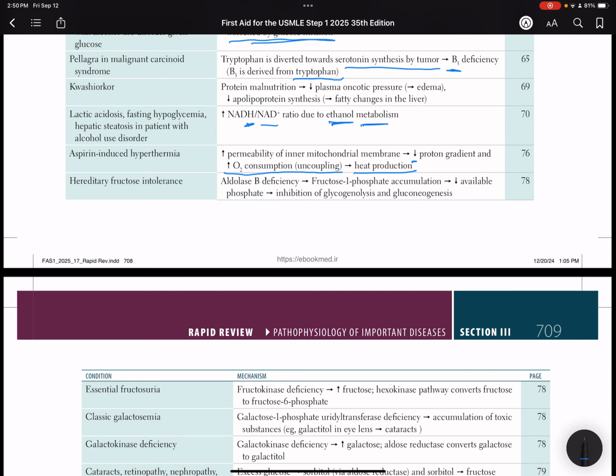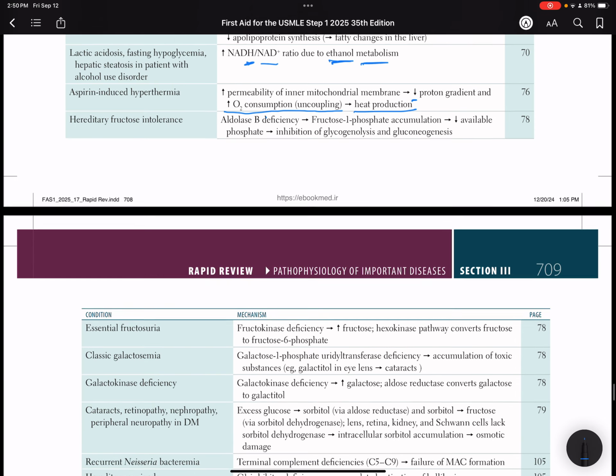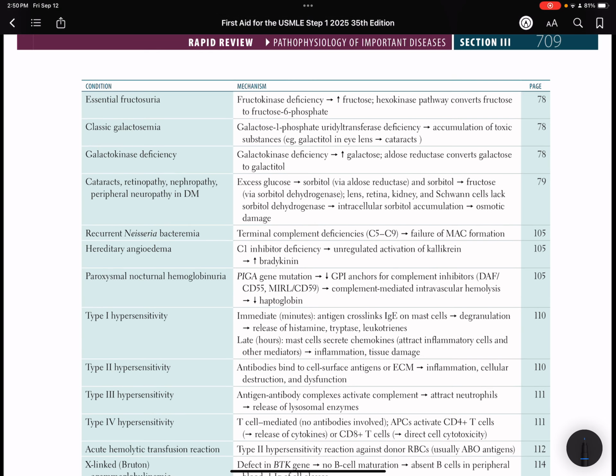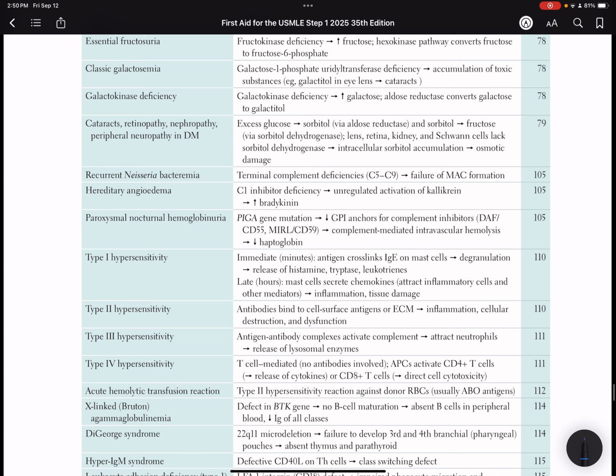What is hereditary fructose intolerance? Hereditary fructose intolerance is aldolase B deficiency, which leads to fructose 1-phosphate accumulation. This leads to decreased available phosphate, which causes inhibition of glycogenolysis and gluconeogenesis. What is essential fructosuria? Essential fructosuria means fructokinase deficiency leads to increased fructose. Hexokinase pathway converts fructose to fructose 6-phosphate.